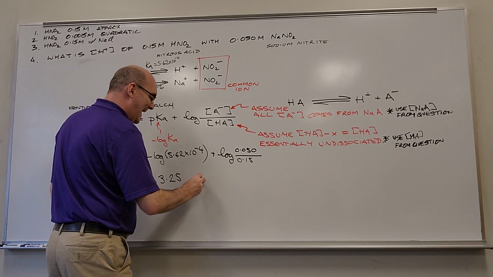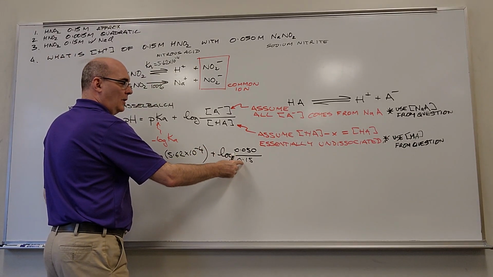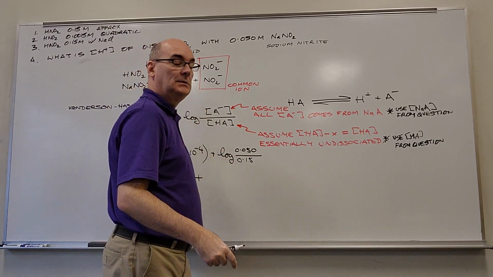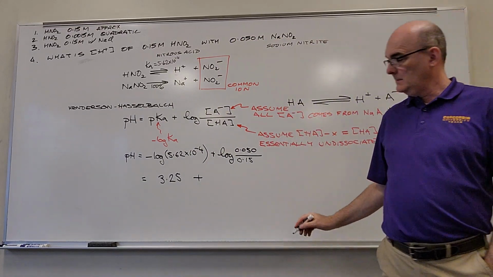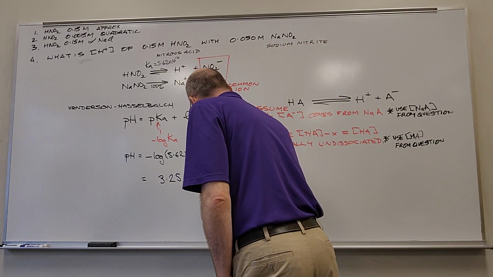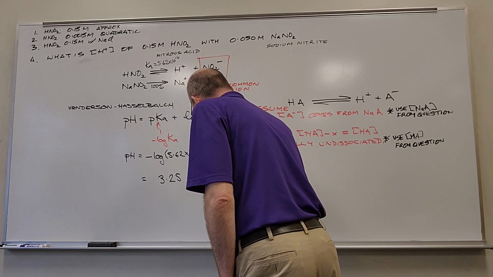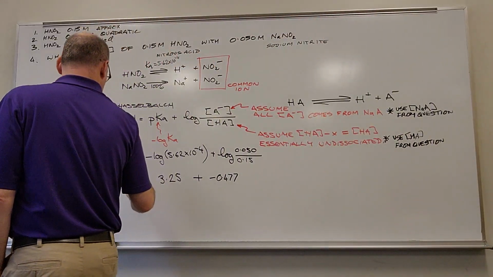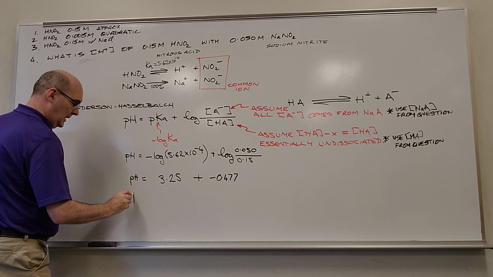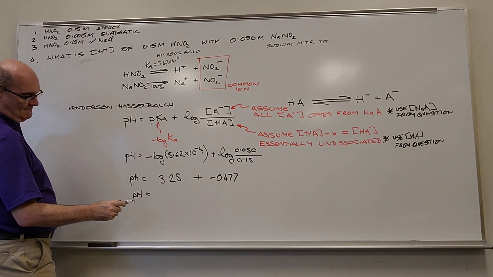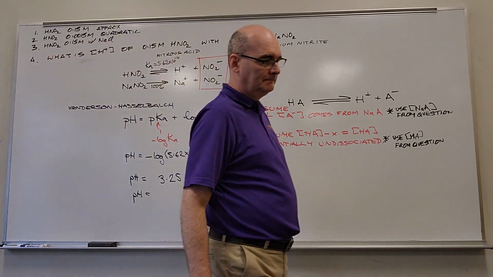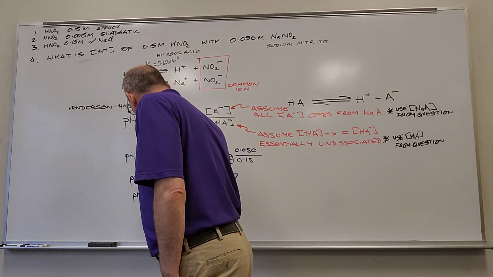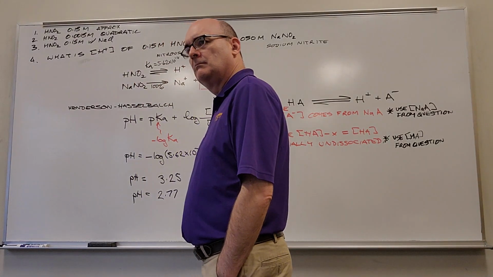And then I'm going to add to it the log of this quotient, where it is bottom heavy. So this will be a negative number. So I'm going to add to it negative 0.477. That's the pH. pH equals what now? 2.8 something. 2.77. Is that right? Okay.